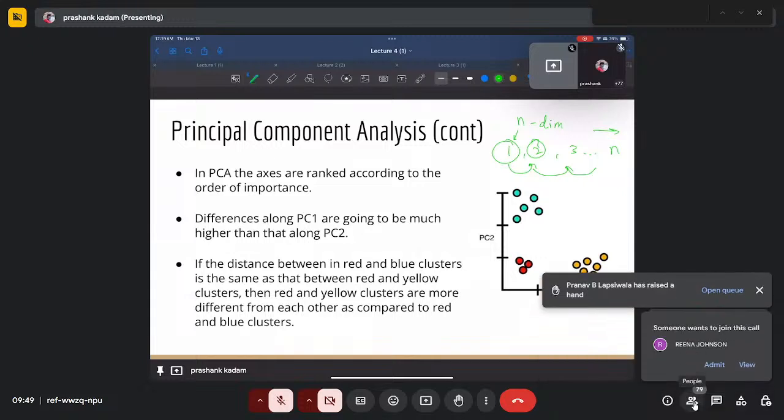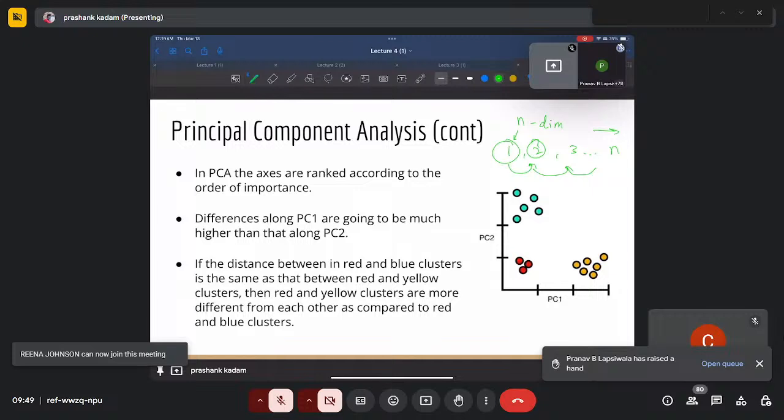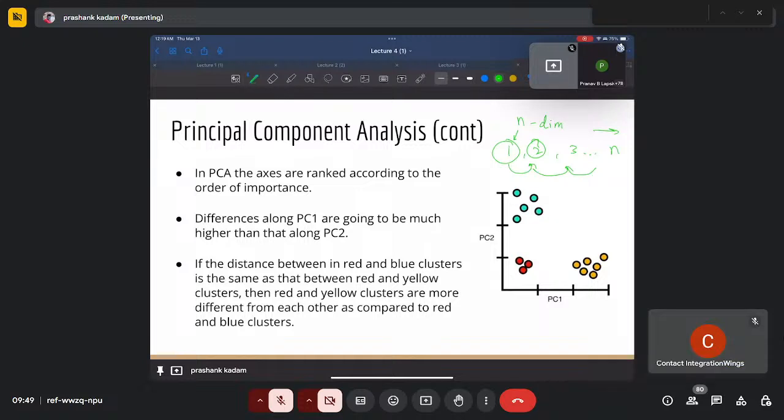Is there a question? Yes, Prashank. You told about the variability, that is the first dimension variability, second dimension. What does that mean? Can you elaborate more on those things? That is, what is the first dimension, what is the second dimension?